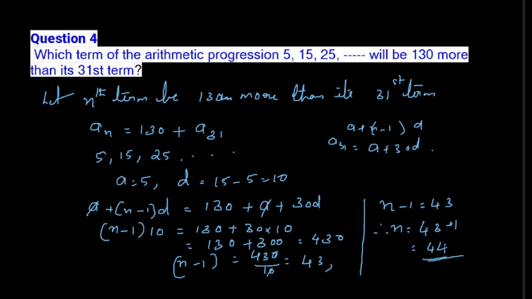That means the 44th term is 130 more than its 31st term, right? That is A44. The 44th term is 130 more than its 31st term.